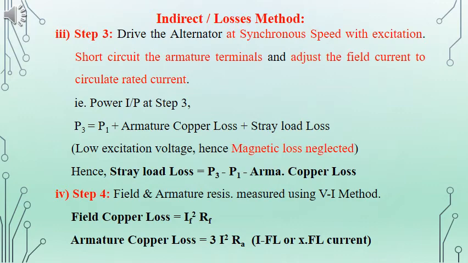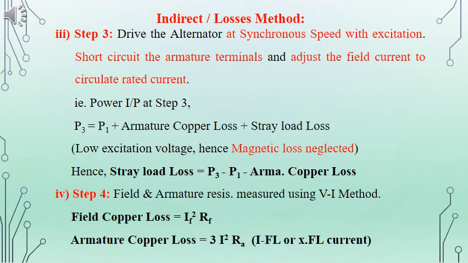So we can have the equation: stray load loss is equal to the total power input that is given in step 3 minus the mechanical loss minus the armature copper loss. The armature copper loss should be found out.